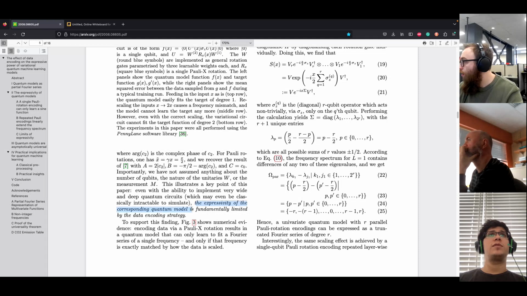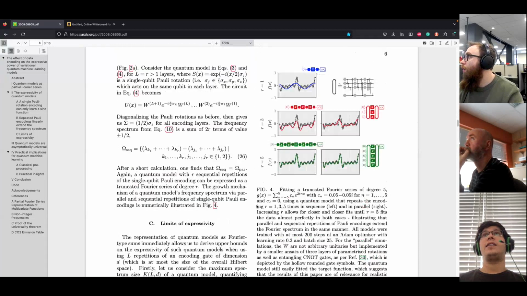The expressivity of the corresponding quantum model is fundamentally limited by the data encoding strategy. Again, this depends on how you put the data into the circuit. This is what tells you how the model is going to behave. If you change the way you put the data into the model, this is going to change completely. They're assuming that you input the data in one of two ways: by layers, where in one qubit you put it several times, or in different qubits, where you put the data on all of the qubits at the same time.